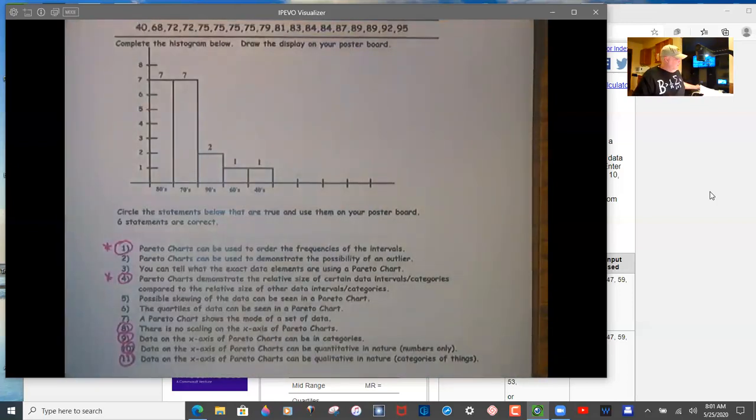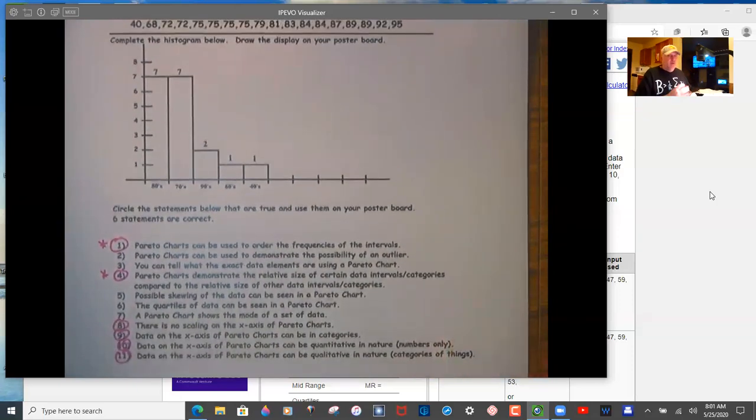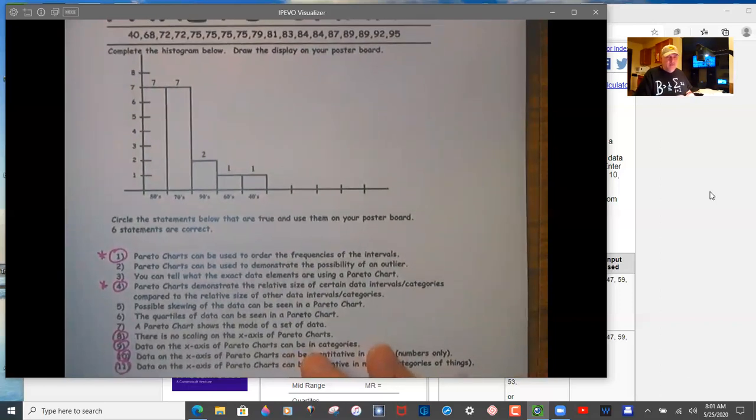Pareto chart. So this is to make a point. The big ones are, number 1, to order the frequencies from greatest to least. Probably shouldn't have started with 4, but yes, you can also demonstrate the relative size. It's to make a point that whatever the 80s and 70s are representing, they're way outpacing those other intervals, whatever that data represents. So just ordering from greatest to least.